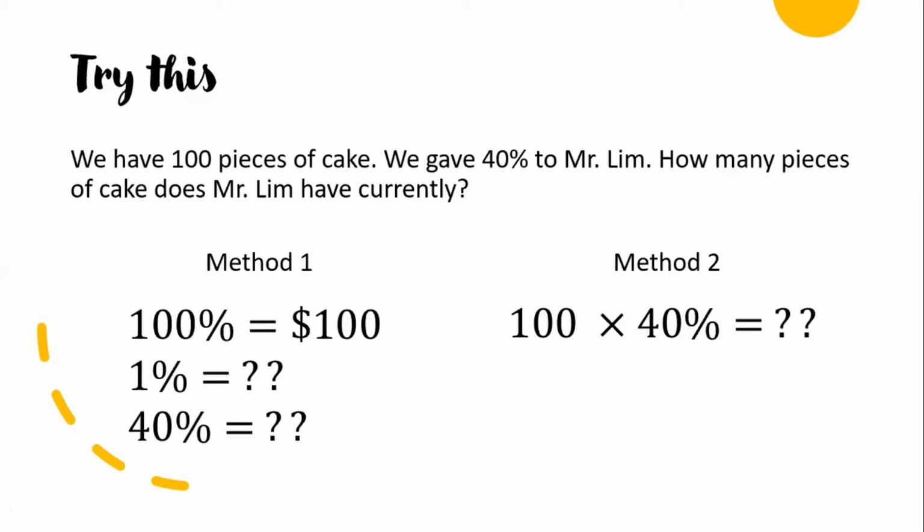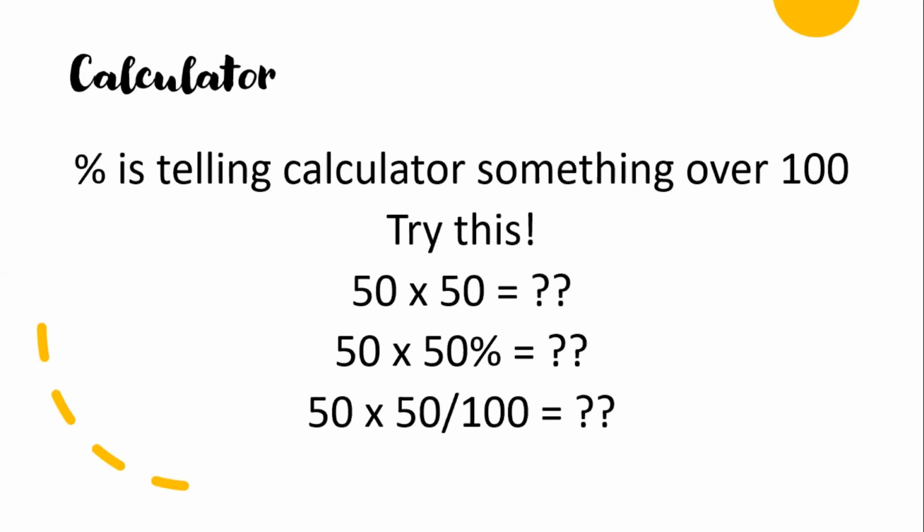Okay, so next, the calculator. I know sometimes you practice wrong, so it's very clear. I write down here: this percentage sign is telling the calculator something over 100, a number over 100. Which means if I type 40%, I'm telling my calculator that's 40 over 100.